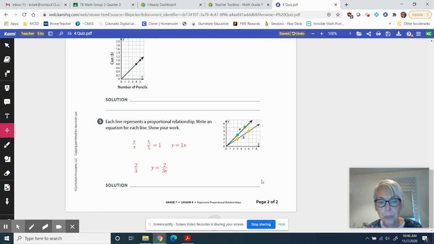Then you could again write the solution down here. This is an important part. It shows what our constant of proportionality is. This is the important part for equation A.